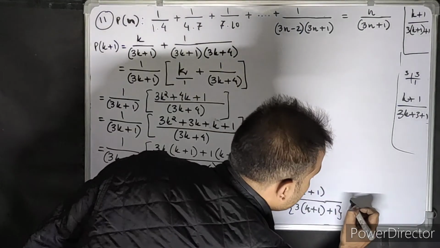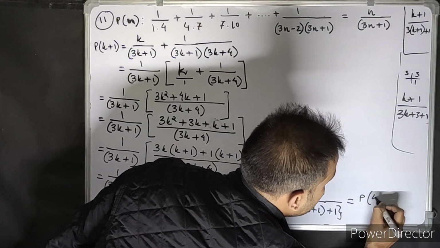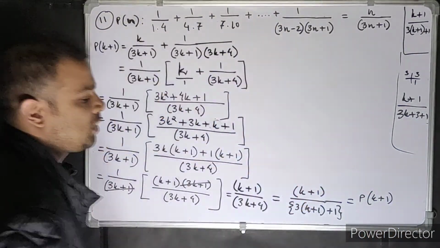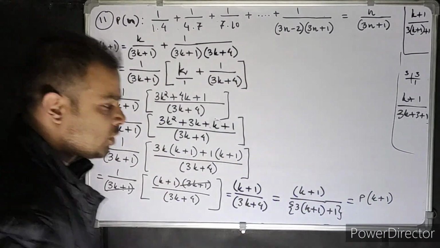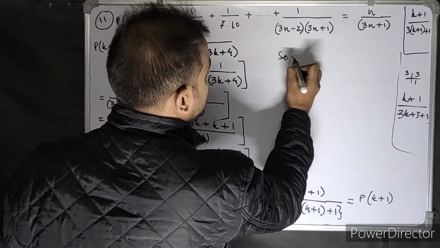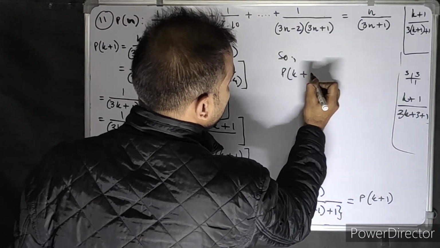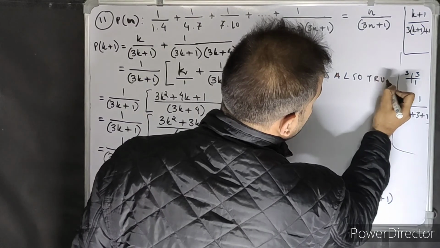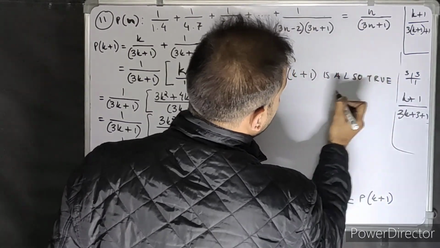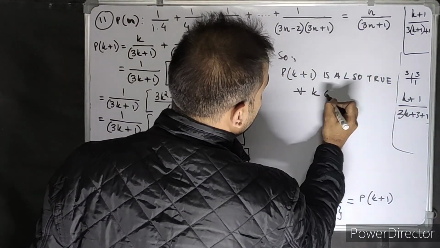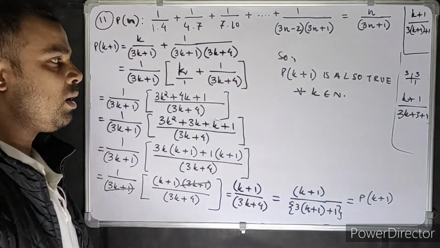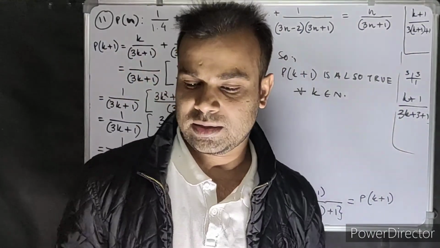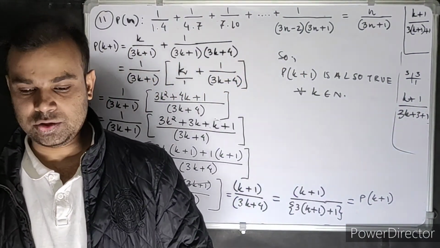I don't have any space to write over here. So I write P of k plus 1, which is equal to P of k plus 1. So P of k plus 1 is also true, also true for all k belonging to natural numbers. That's it, class 11 students, RS Aggarwal students.